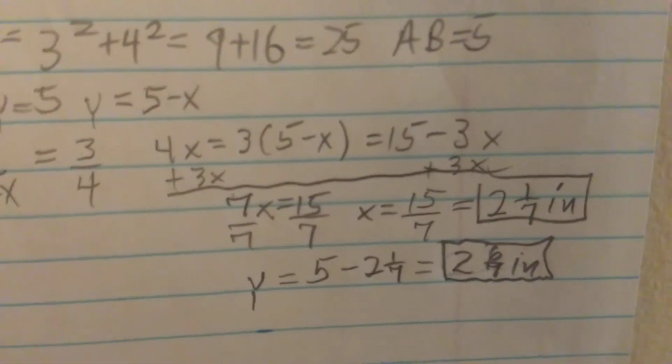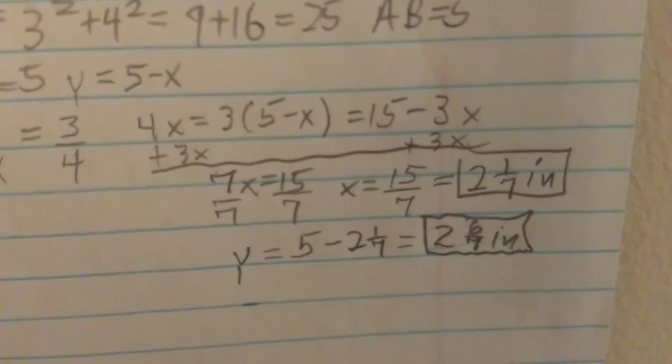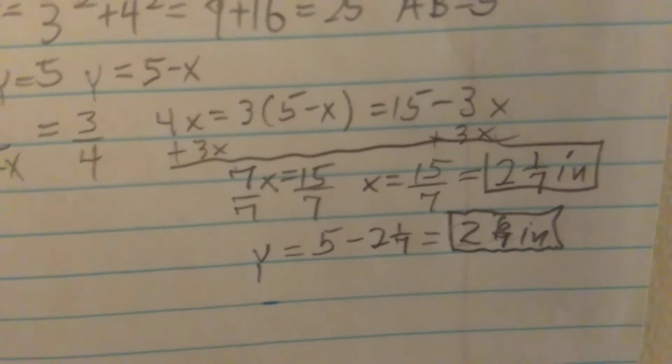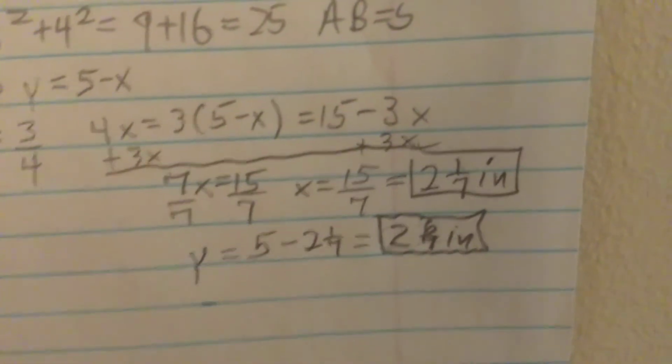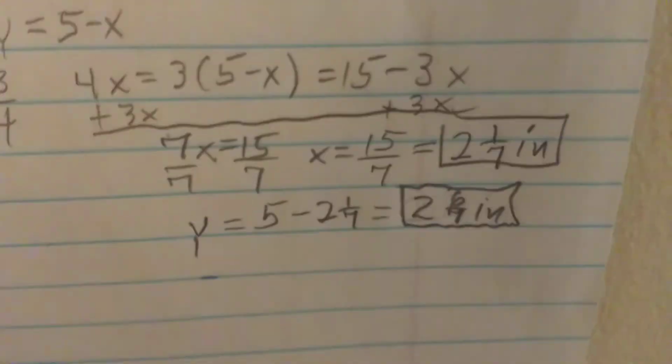And y is 5 minus 2 1/7, or 4 7/7 minus 2 1/7, which leaves us with 2 6/7. And you can see that x and y add back to 5.